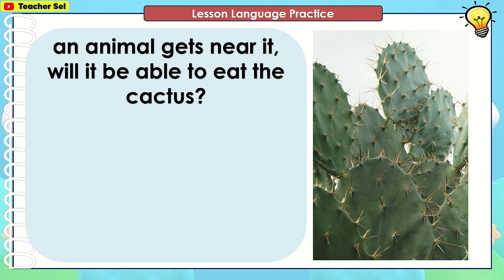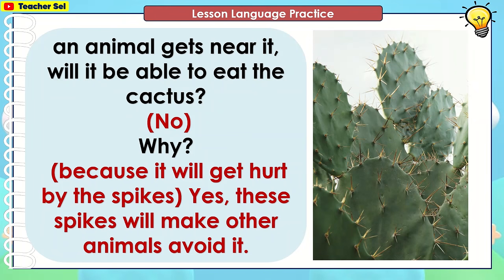An animal gets near it. Will it be able to eat the cactus? No. Why? Because it will get hurt by the spikes. Yes, these spikes will make other animals avoid it.